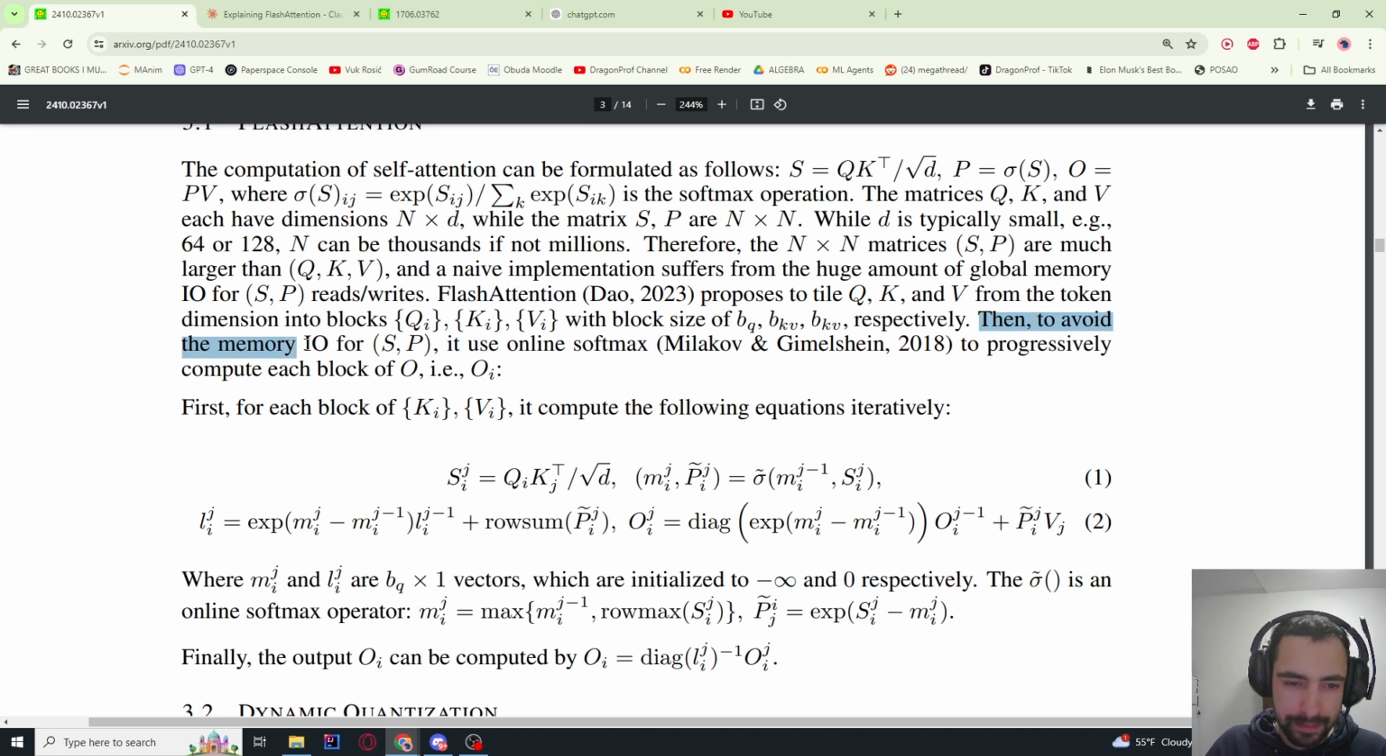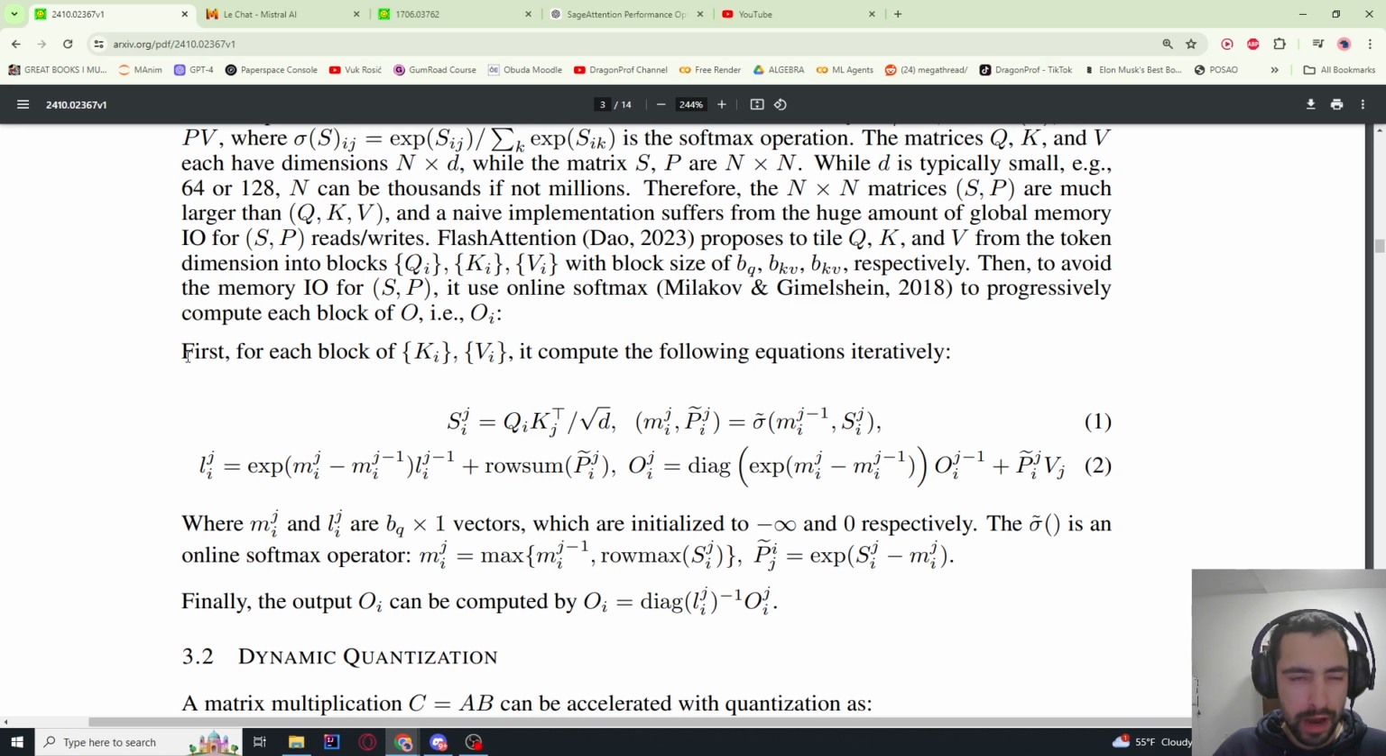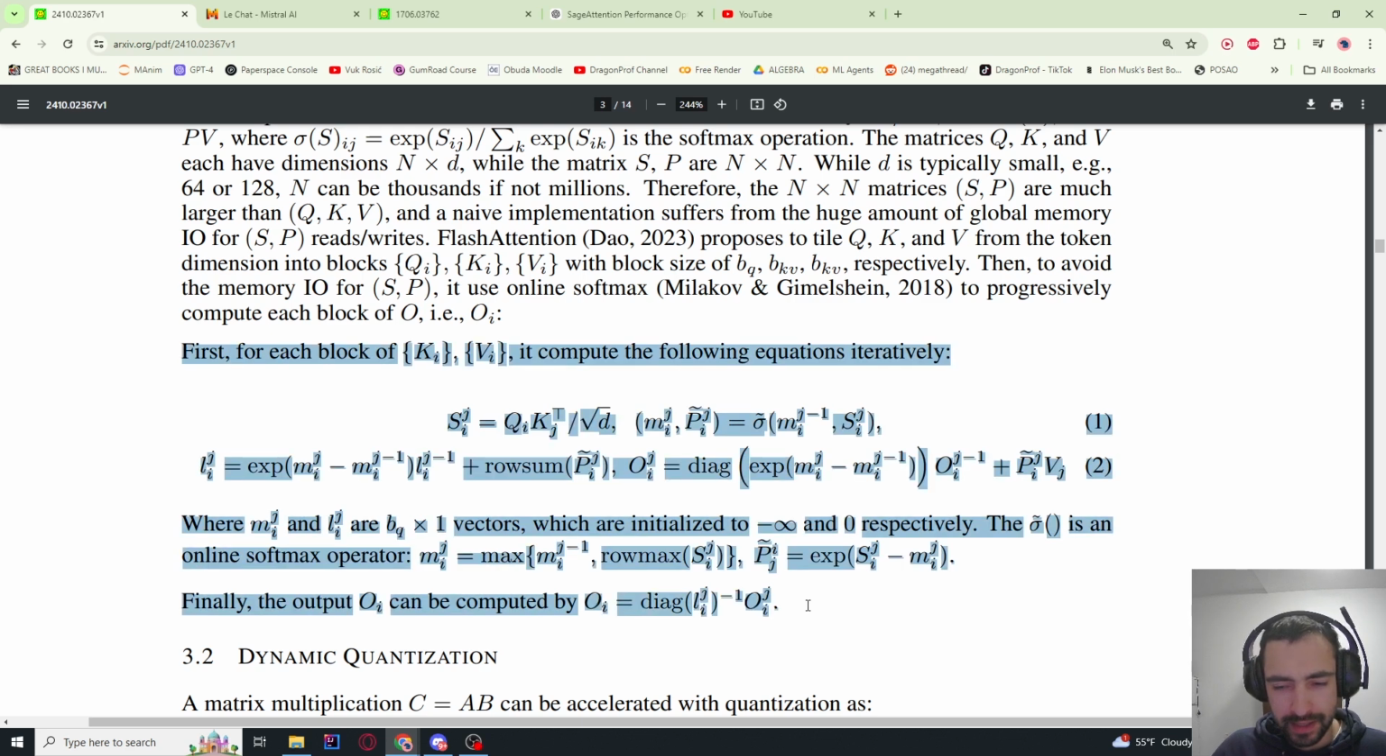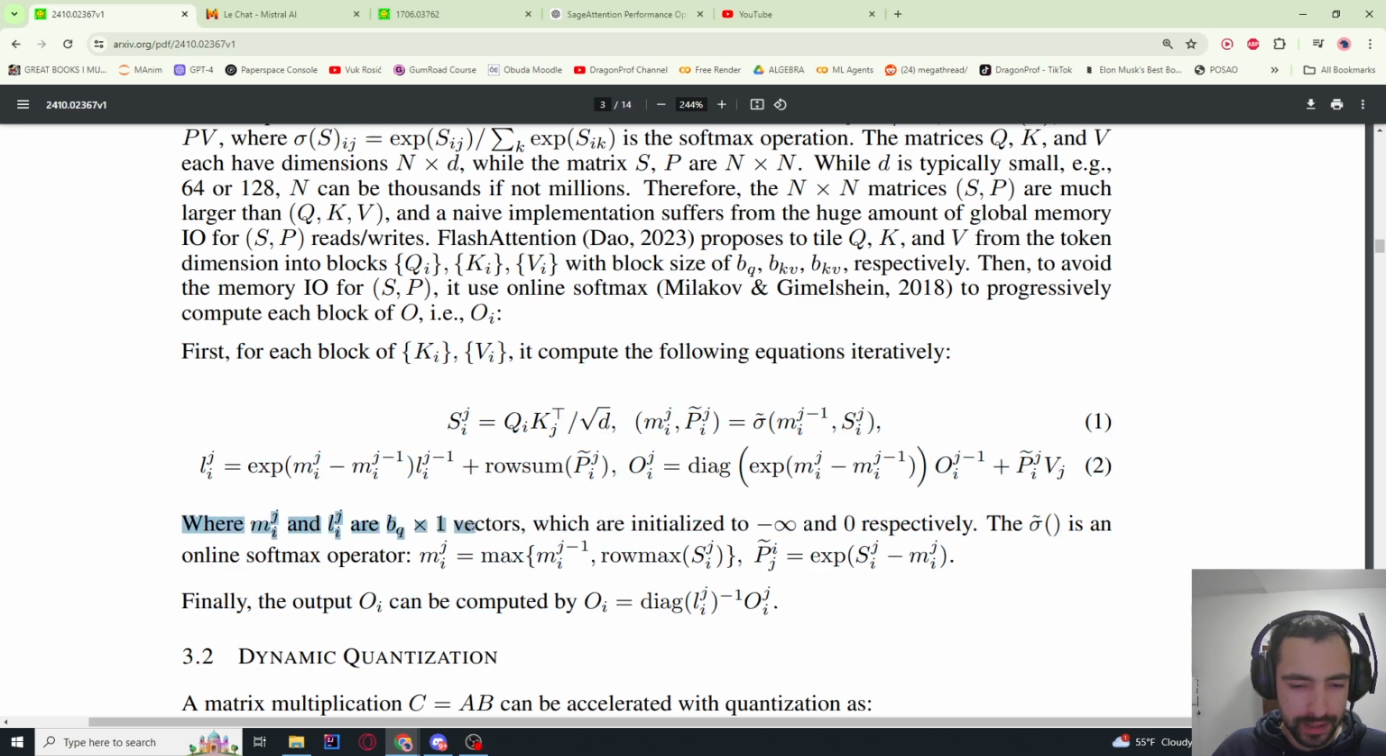Then to avoid the memory input output for S and P, it uses online softmax to progressively compute each block of output, for example Oi. So now I am also struggling to understand this part, but let's start with this sentence. Mij and Lij are Bq times 1 vectors, which are initialized to negative infinity and 0 respectively.